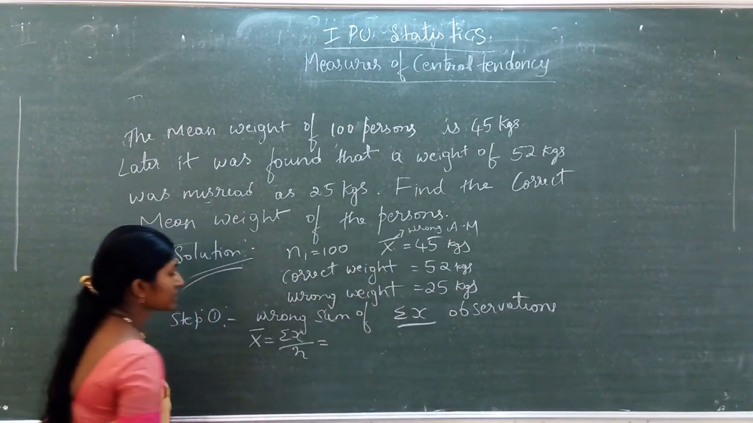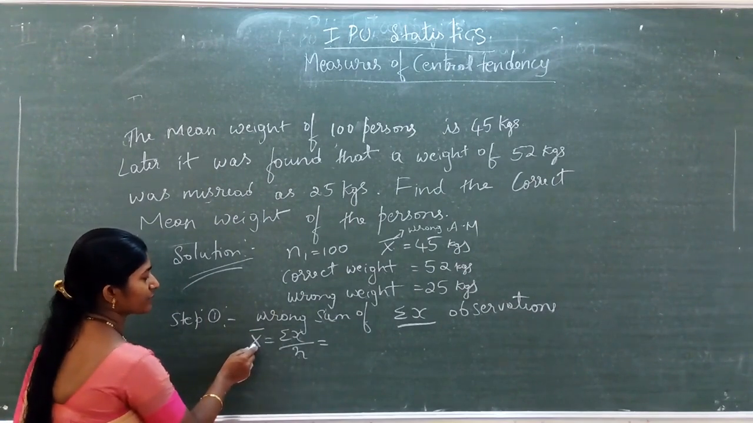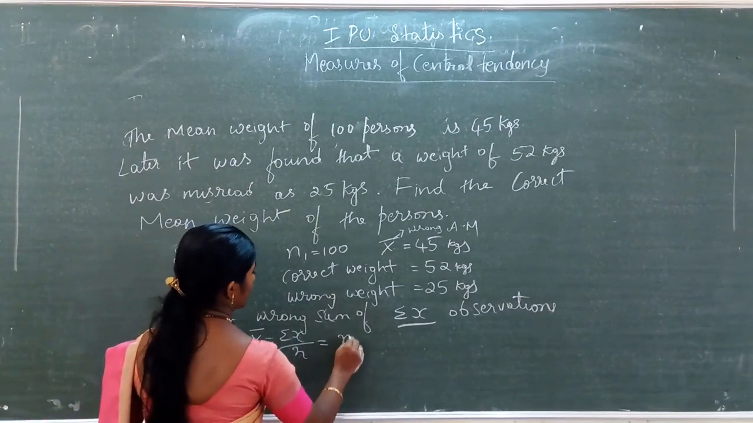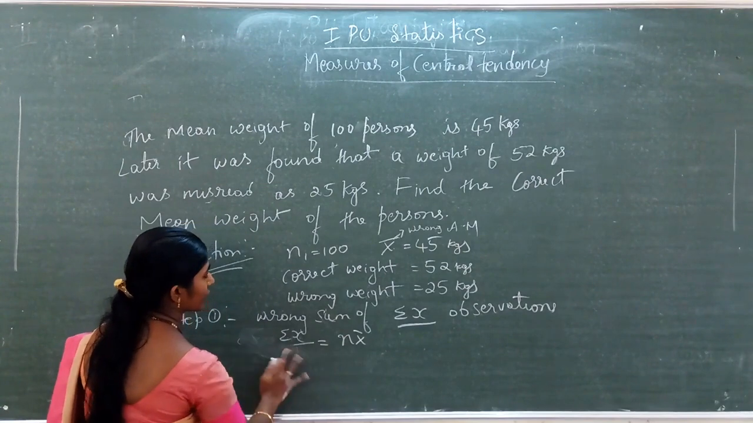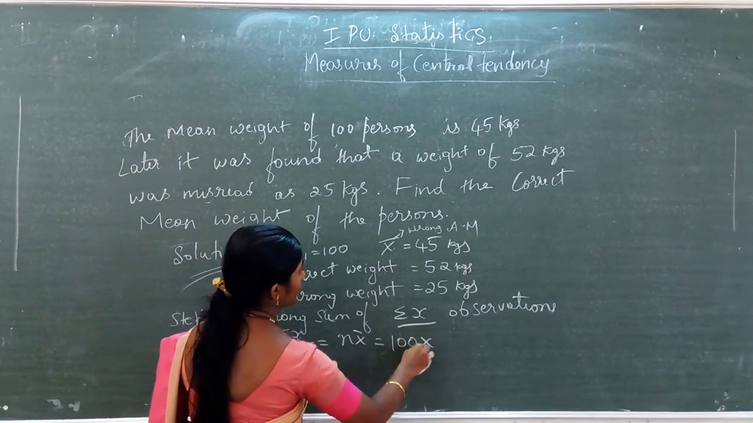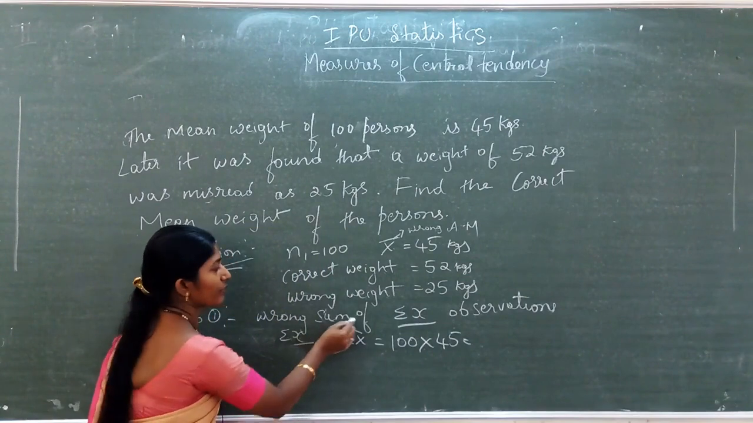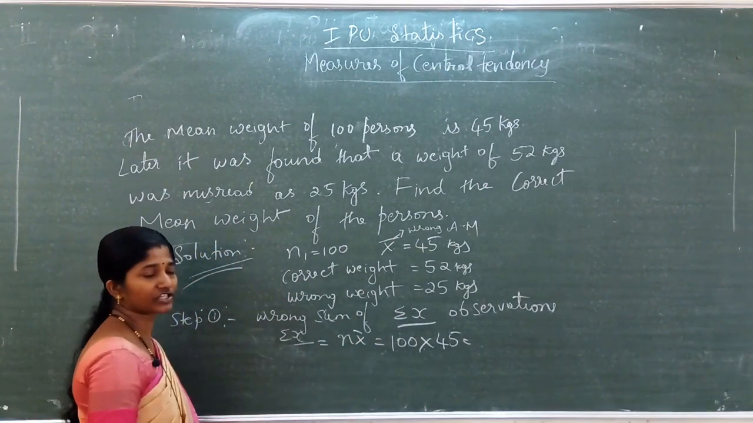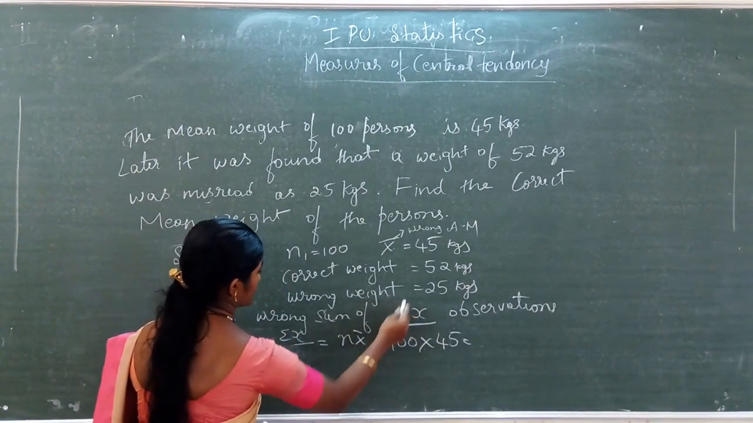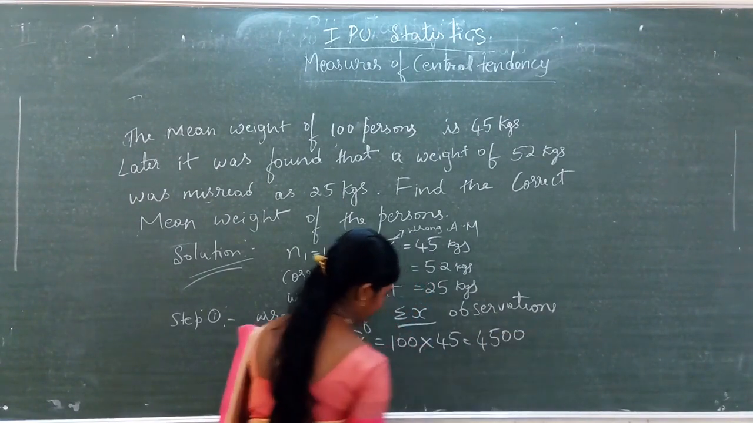X bar equals summation x divided by n. This formula here: n we know and x bar we know. You are going to find out summation x. Therefore n into x bar, where n is given as 100, into 45. We got the sum of the wrong observations: 100 into 45, that answer is 4500.